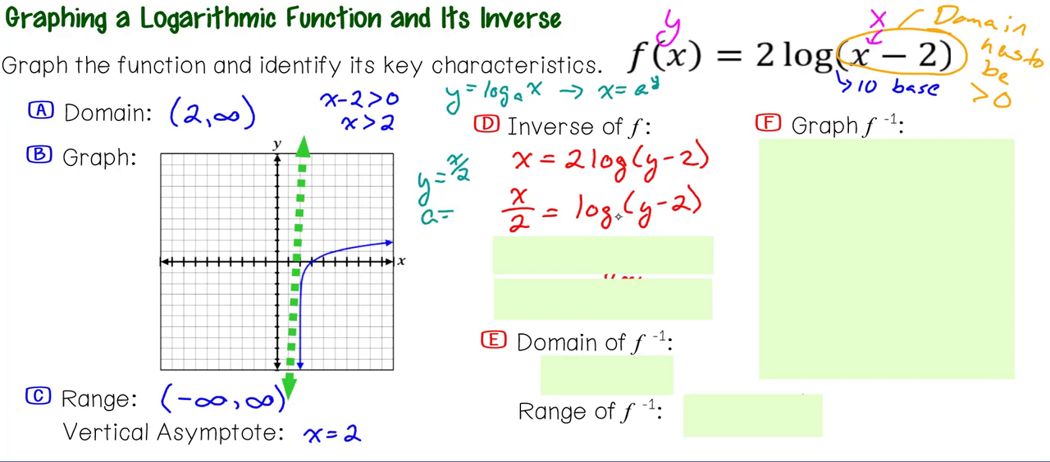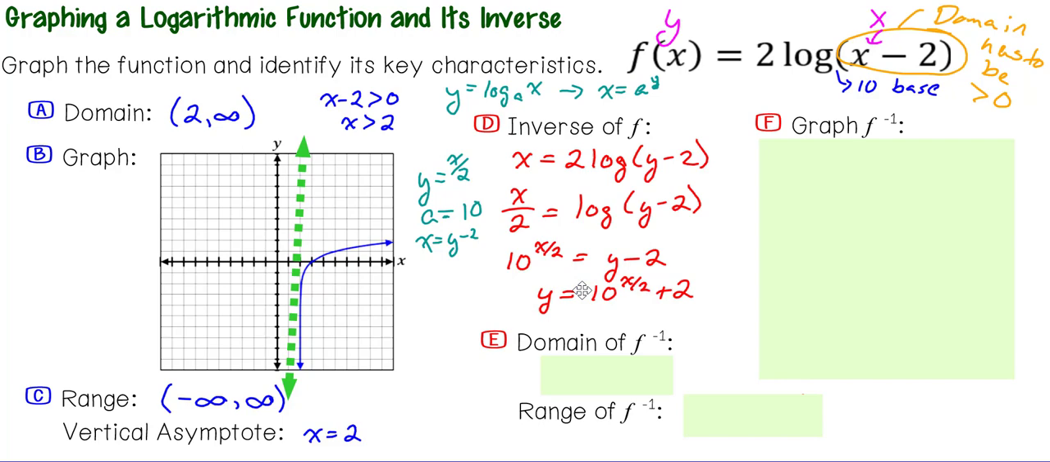A, because there is no base listed, is 10, because remember we said if there's no base it's always assumed to be 10, and the x value equals y minus 2. So when we rewrite this, in the x place is y minus 2, and a is 10, so x equals 10 to the y minus 2 power. And then we continue to solve for y by adding 2 to both sides.